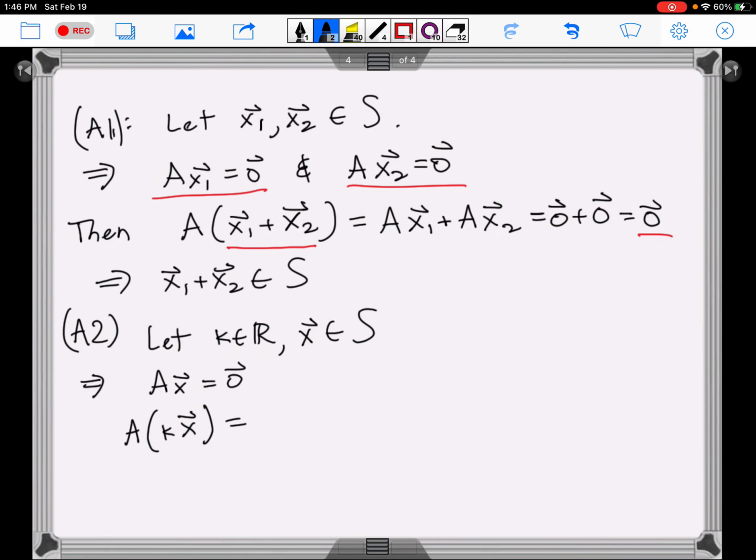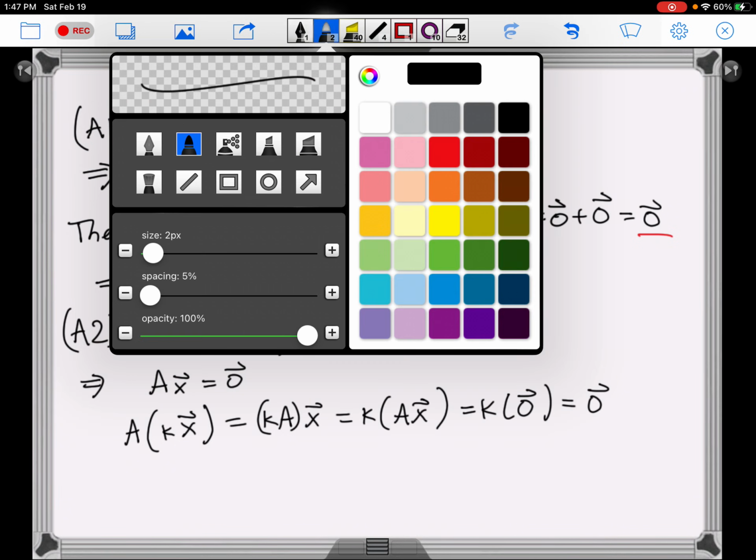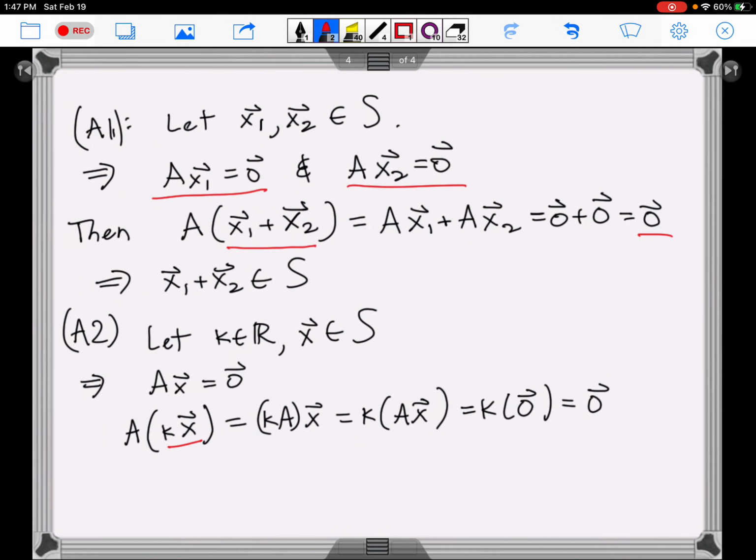Well, we know by the property of associativity of scalar multiplication that this is equal to K times A times X, because the scalar pulls out. And we know that's equal to K times AX, again by associativity. But that's just K times the 0 vector, which we know is the 0 vector. Okay, and so since this guy, when you multiply it on the left by A, gives you 0, this means that Kx is in S.